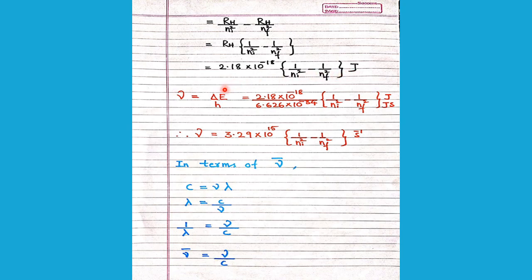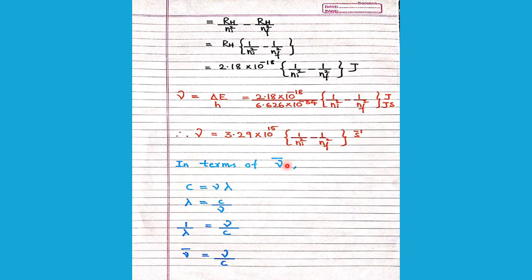Now we will calculate in terms of nu. So nu equal to delta E upon h, from the previous slide. Delta E we have just calculated: 2.18 into 10 to the power minus 18 joules, divided by Planck's constant, in joule second. So joule cancels with the second in the denominator. When you simplify this expression, you will get nu equal to 3.29 into 10 to the power 15 into 1 upon Ni square minus 1 upon Nf square per second or hertz, that is frequency.